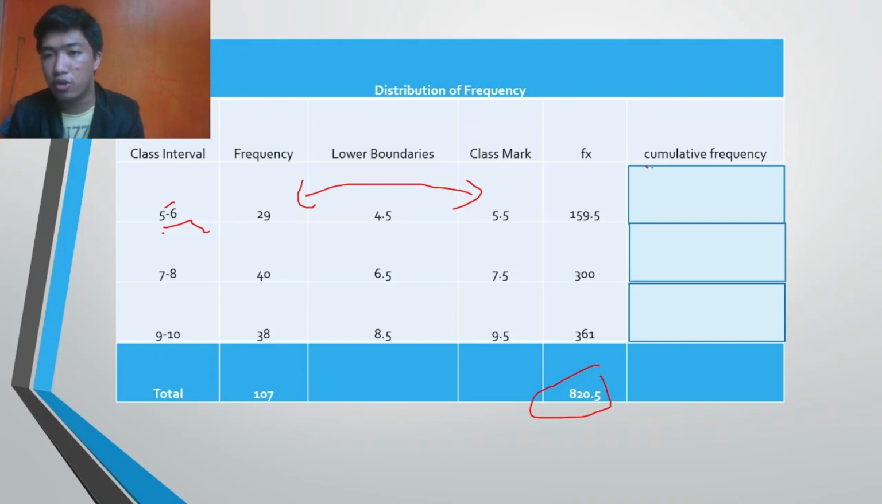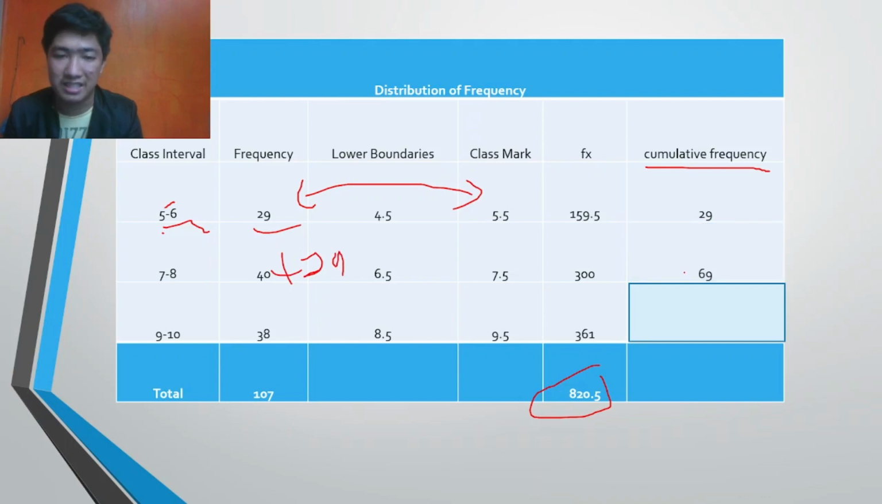Then here the cumulative frequency. How do you get this? In order to get this, you just have to add the frequencies on top of each other. So normally the first cumulative frequency will be the same as the first frequency, which is 29. Then this 29, you just have to add to the 40 here, and that sums up to 69.